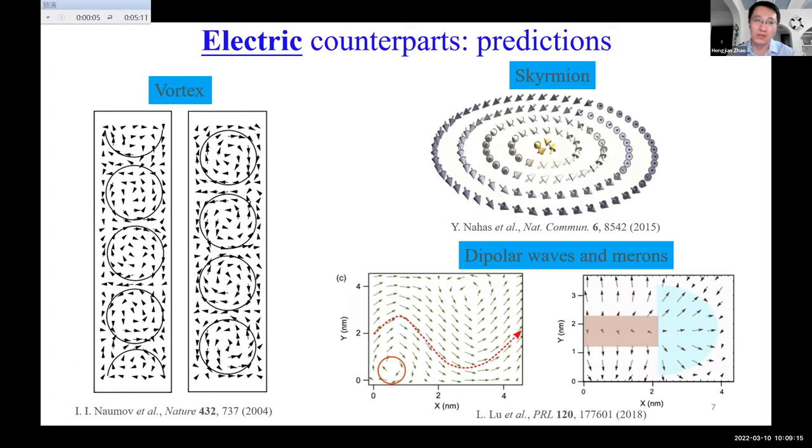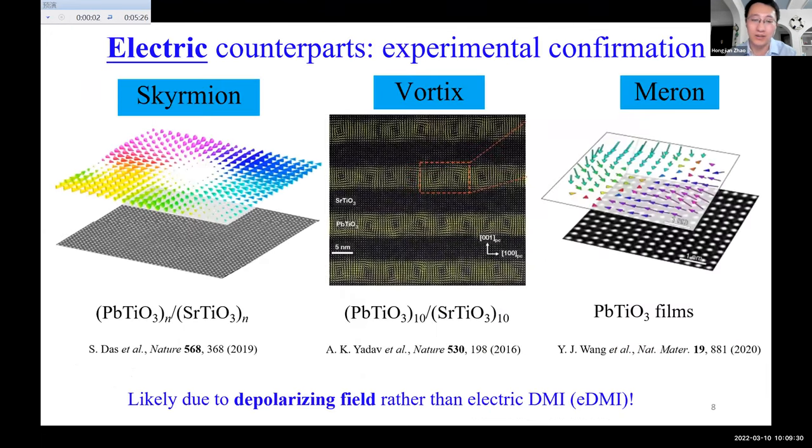in the electric region, you will also find, for example, by ab initio or first-principles-based predictions, there exist electric vortices, electric skyrmions, and electric merons. These striking features are also verified or experimentally observed in some nanostructured materials. For example, in lead titanate and strontium titanate superlattices, we can grow, for example, the skyrmion and vortex. And in lead titanate thin films, the meron has also been observed very recently.